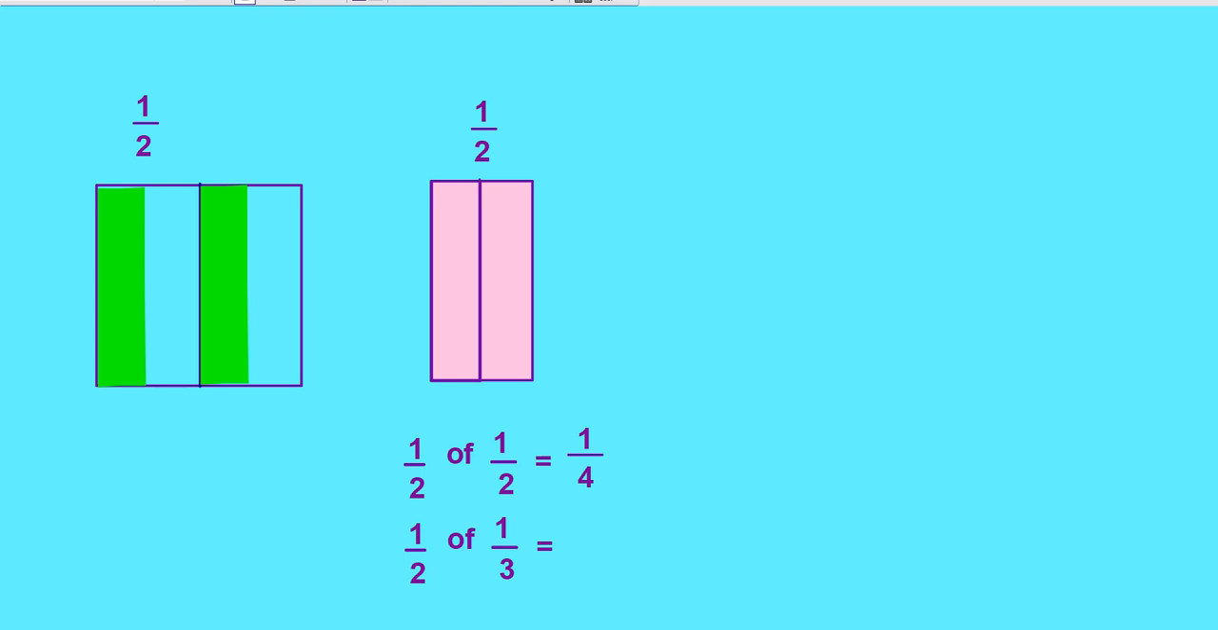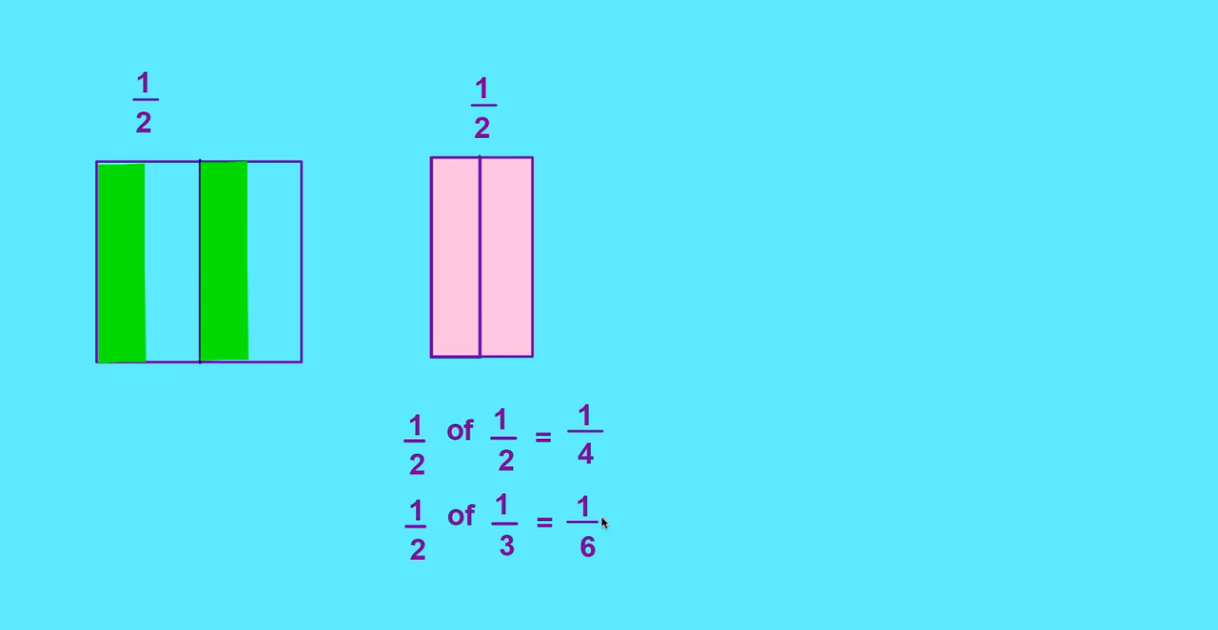If it is so, what is half of 1 by 3? It is 1 by 6. That means 1, there is no change in the numerator, denominator, you multiply by 2. That is 1 by 6. Now, what is 1 by 2 of 3 by 5? Yes, it is 3 by 10. 3 you write as it is, 2 into 5, 10. So it is 3 by 10.